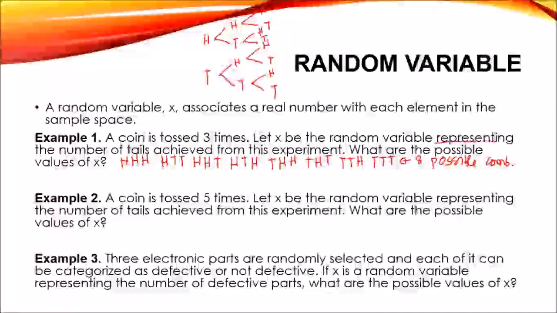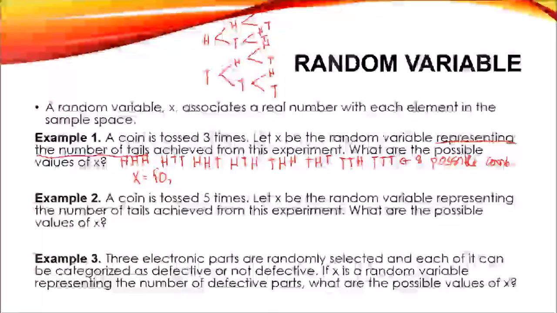tails achieved. So in flipping a coin three times, we could have a combination that contains no tail at all. We have a combination where no tail comes out, and that is HHH, or all heads. So therefore, we have a random variable of 0. And we also have a random variable that contains only one tail.